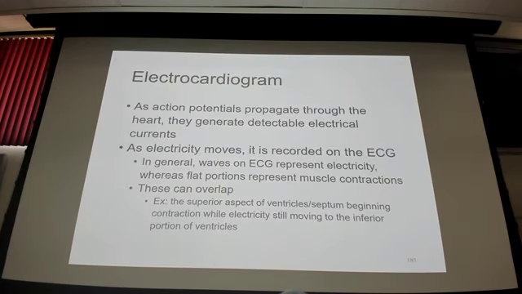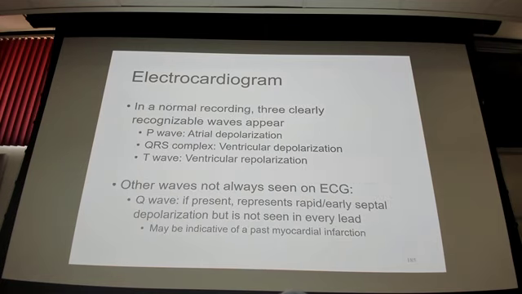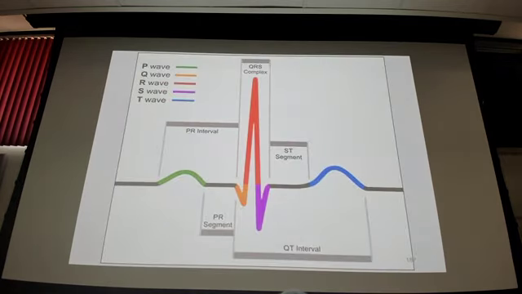So, again, as the electricity moves, it's recorded on the EKG. So if you're seeing the waves, you're seeing electricity. As you're seeing the flat spots, you're seeing a general relaxation period, all right? Anybody's ever seen a slow EKG, there's a lot more flat line. A fast EKG, there's a lot more up and down, right? That's, again, basic, okay?